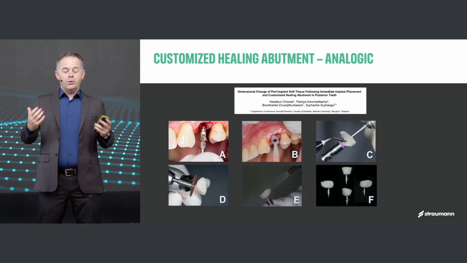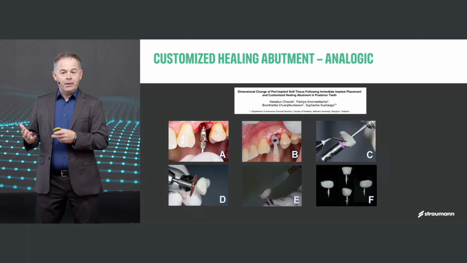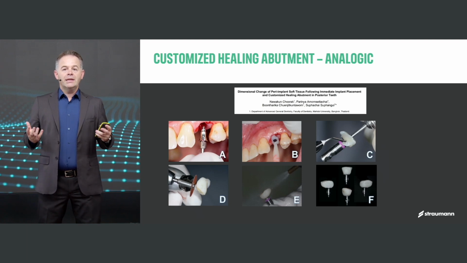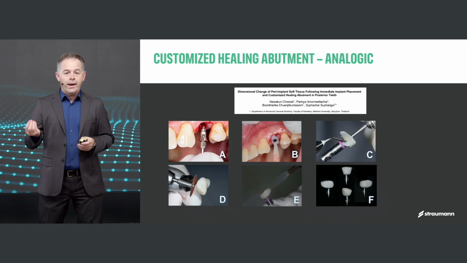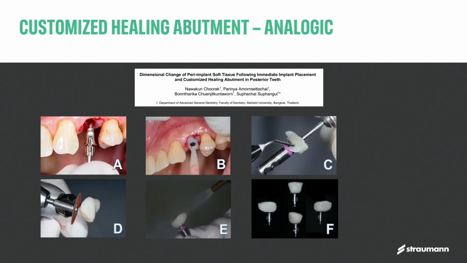Some clinicians are using a customized healing abutment. The first way we commonly see is the analog way. You see the abutment being inserted right on top of the implant immediately after the surgery. And then what you see next, the clinician is applying curing composite to seal that socket. Later he removes this and then also shapes the emergence profile.